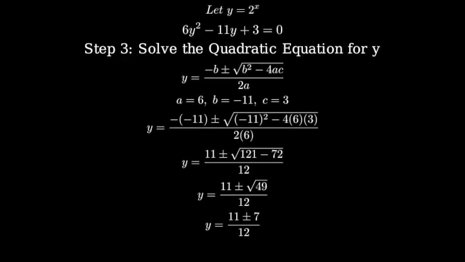First, y1 equals 11 plus 7 divided by 12, which is 18 divided by 12, or 1.5. Second, y2 equals 11 minus 7 divided by 12, which is 4 divided by 12, or 1/3, which is approximately 0.333.